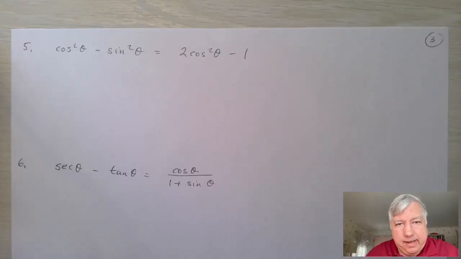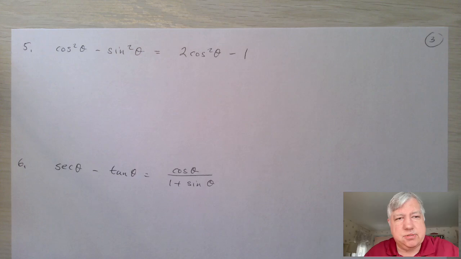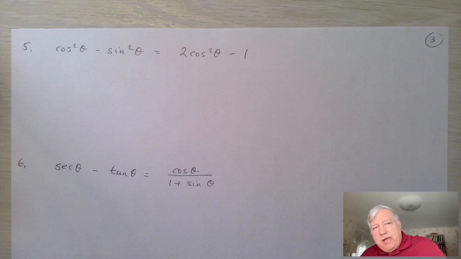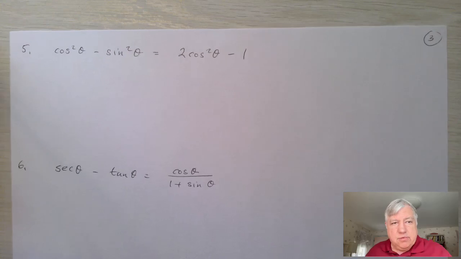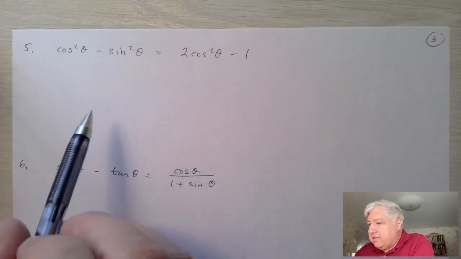Hello, welcome back again. So we are going to continue proving or verifying trigonometric identities using the fundamental identities that we've already been familiar with, and on page 1 of our notes. So let's look at this next one, example 5. It looks like the most complicated side is again the left-hand side, so we'll start there.